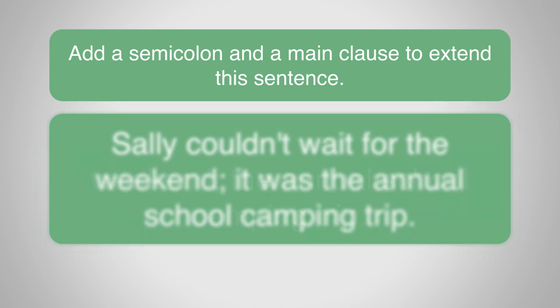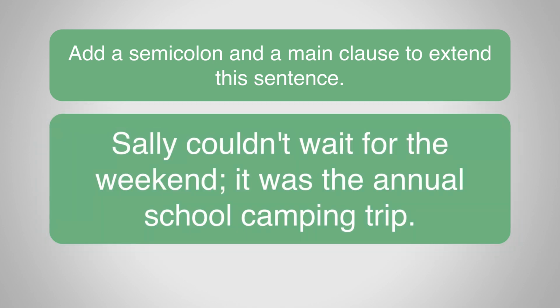Let's change it to, it was the annual school camping trip. Now it makes sense by itself, so let's listen to the whole sentence. Sally couldn't wait for the weekend; it was the annual school camping trip. That's great. Notice how the semicolon doesn't end the sentence, so we don't need to start the second main clause with a capital letter.